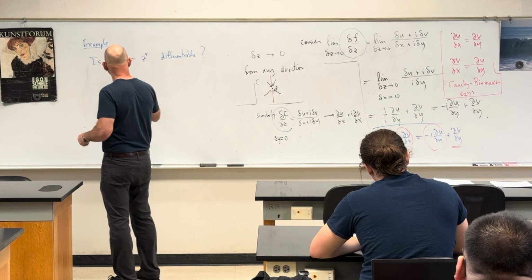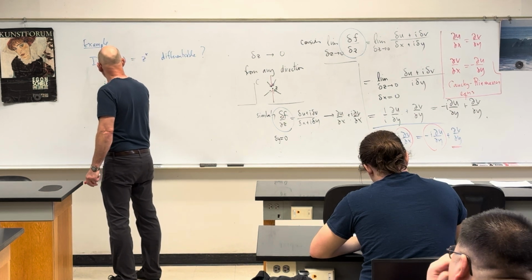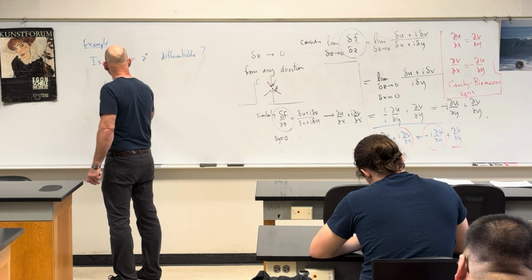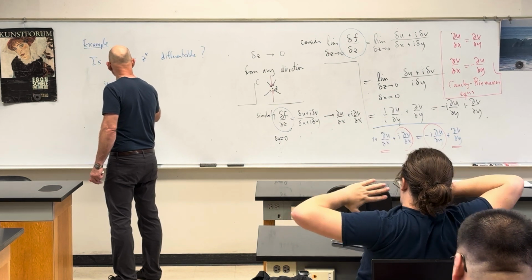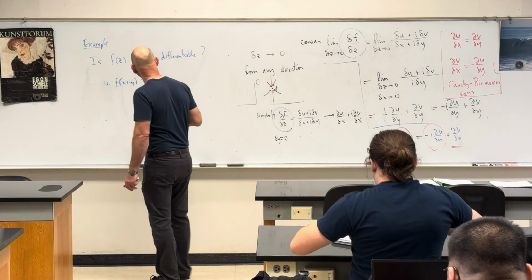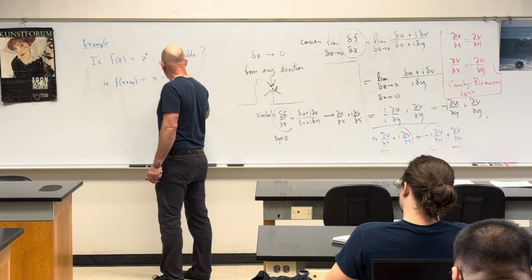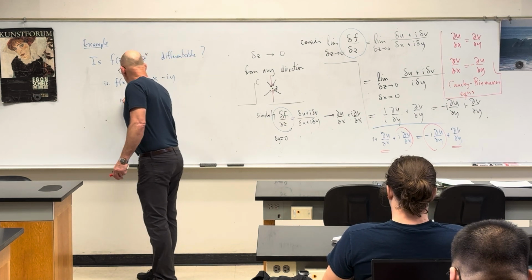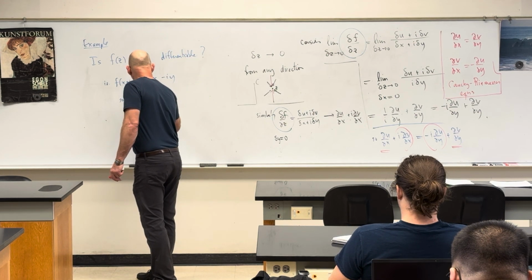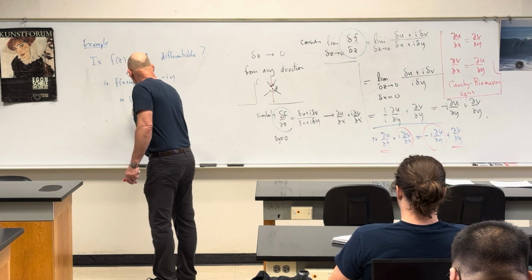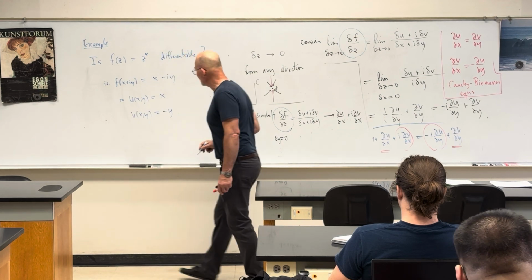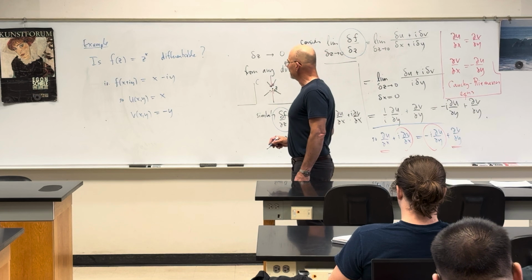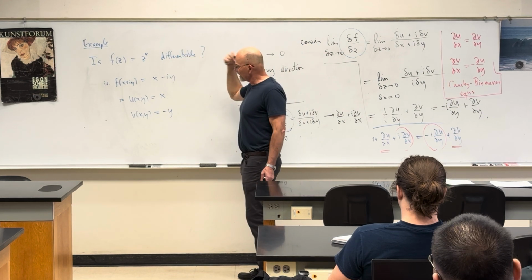In other words, what we're saying, i.e., we have f of x plus iy is equal to x minus iy. So u of x and y is x, v of x and y is equal to minus y. That's the function, just complex conjugation.